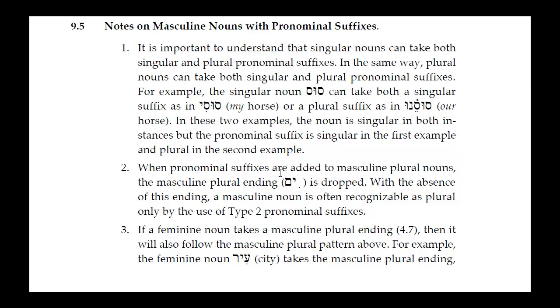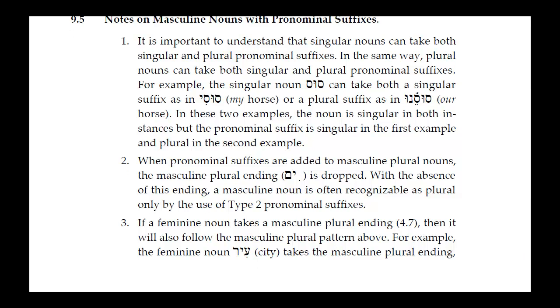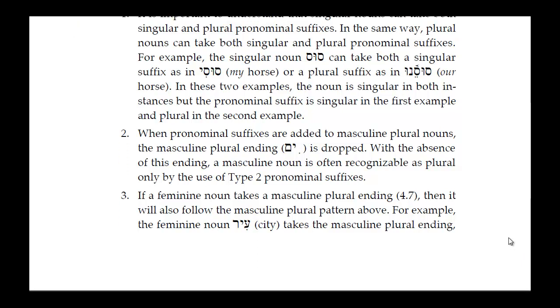When pronominal suffixes are added to a masculine plural noun, the masculine plural ending hireq yod mem is dropped. With the absence of this ending, a masculine noun is often recognizable as plural only by the use of the type 2 pronominal suffixes, because masculine nouns tend to be what? Endingless nouns. They have no ending that really shows you that it's masculine. So the pluralization of that masculine noun actually drops off, and the pronominal suffix is added on. So the only way you can notice it is the type 2, by the pronominal suffix, that yod that's attached to it.